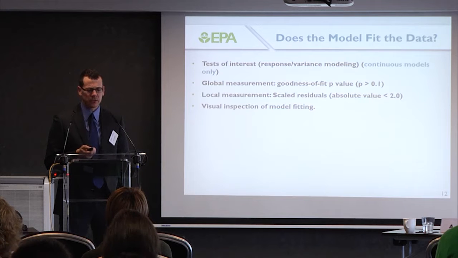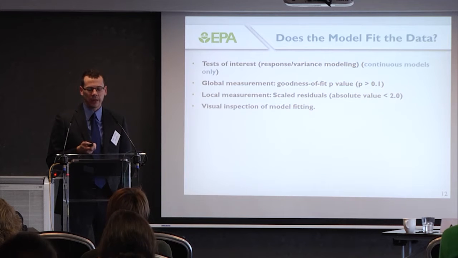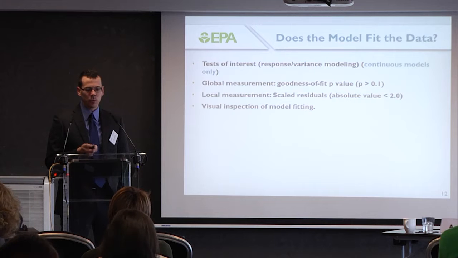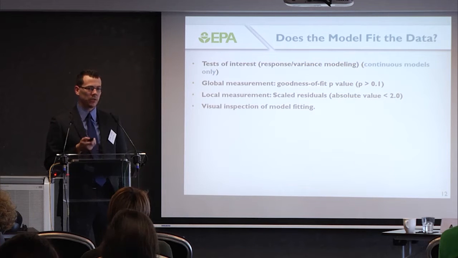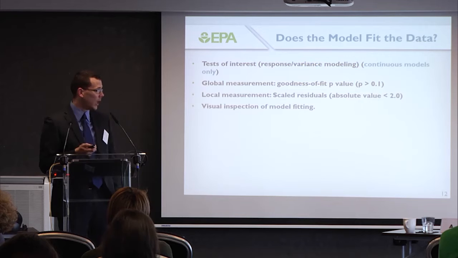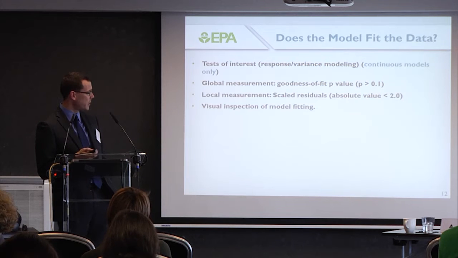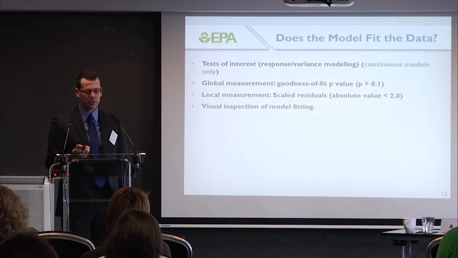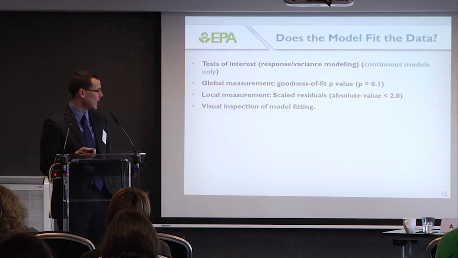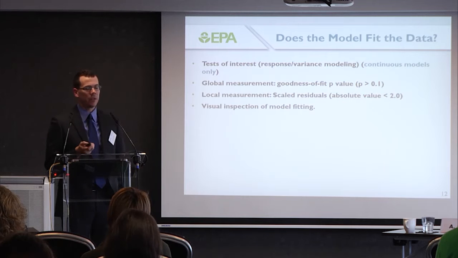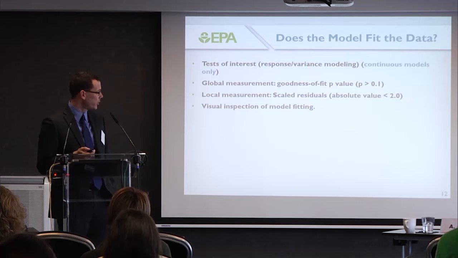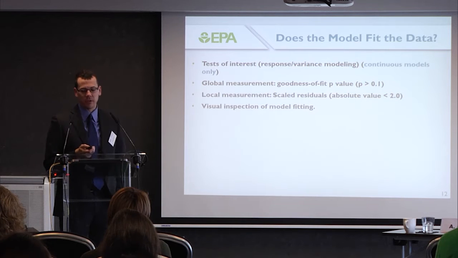And these are just tests to determine, one, whether or not there is a difference in response or variance. And it helps the user answer the question whether or not they addressed and modeled the variance in their data correctly. And then we have a global goodness of fit p-value that we use to determine whether or not the models fit the data across all the doses. We recommend looking at scaled residuals to determine whether or not fit at individual doses is appropriate, so looking at local fit. And then we do recommend a visual inspection of model fitting.